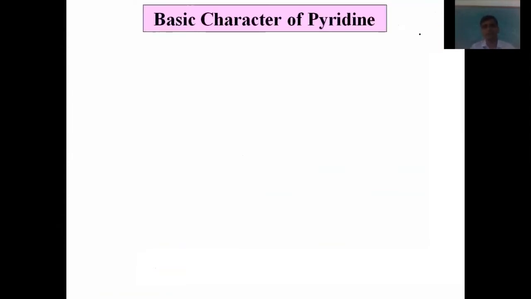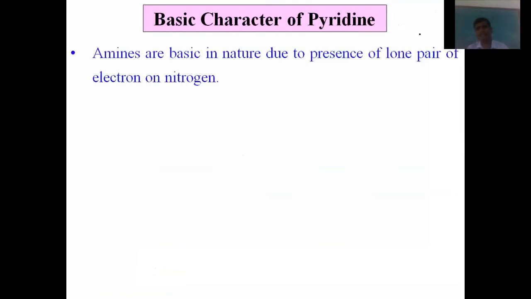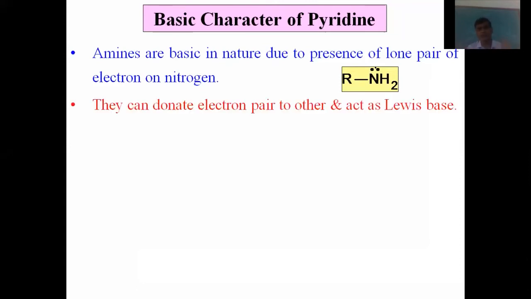Now, let us see an important concept, the basic nature of pyridine. Pyridine has nitrogen. Now, why are nitrogen containing compounds basic? Amines are basic in nature due to the presence of a lone pair of electrons on nitrogen. For example, in RNH2, a primary amine, the nitrogen has a lone pair of electrons, and that compound can donate this electron pair to another substance, and hence it is basic in nature. Generally, amines are basic because they can donate this electron pair and act as a Lewis base.